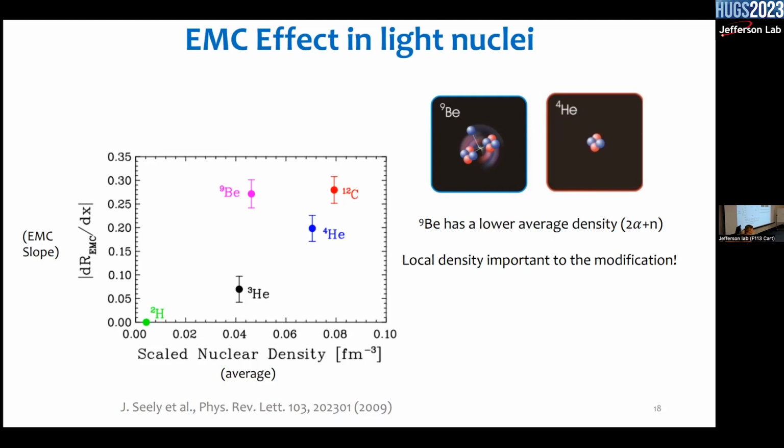So this is the average density for the nuclei. And right away you notice that beryllium 9 sits way out from helium 4 and carbon 12. And that was a confusing result because beryllium 9, helium 4 and carbon should all have pretty similar nuclear effects going on. So the idea is that beryllium 9 looks like a dumbbell with a neutron attached to it. So it's two alpha particles, right? So it has a lower density, and it became clear from this plot, the conclusion moving forward was that the local density is what's really important.